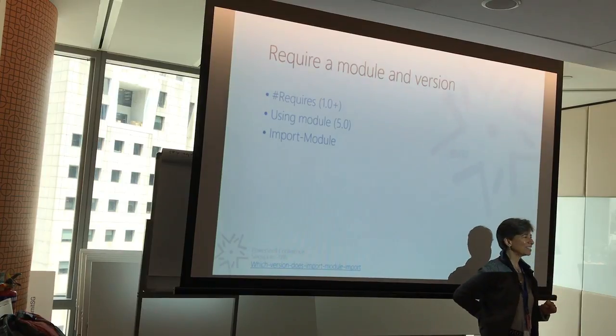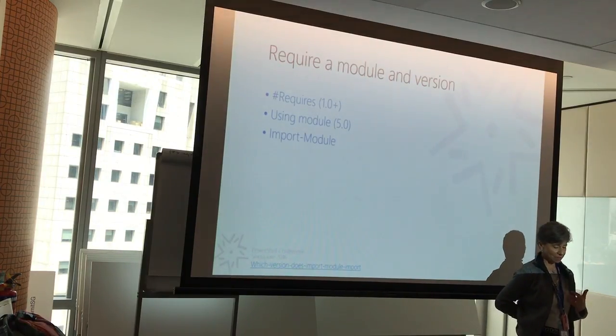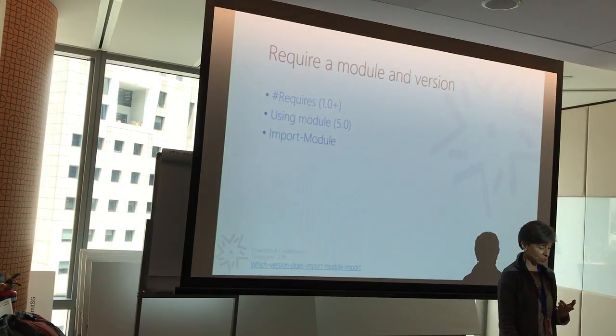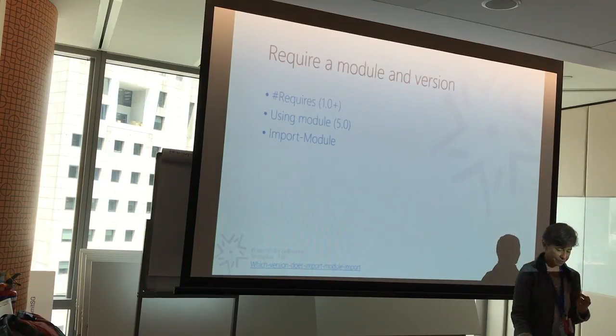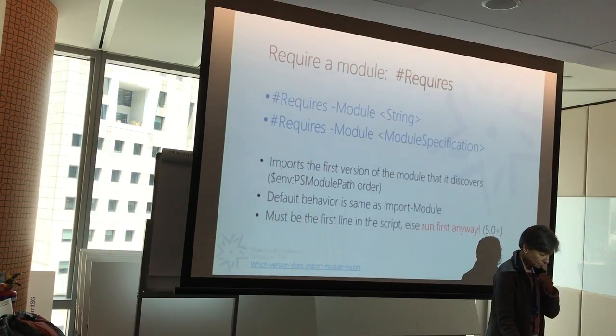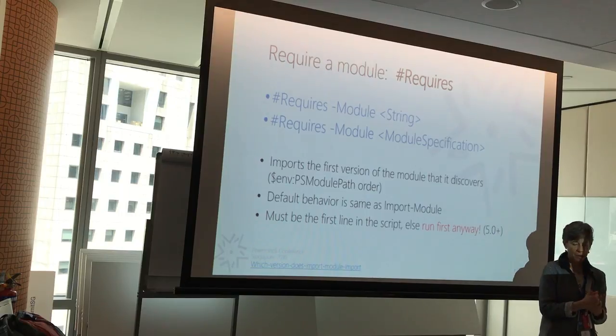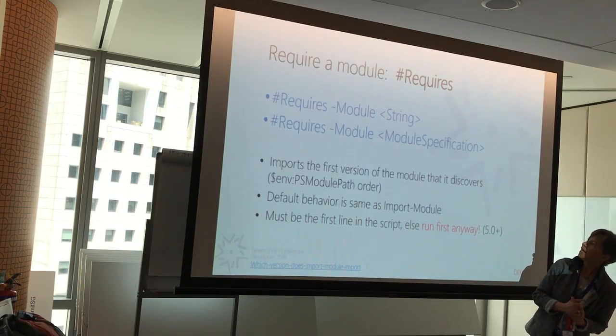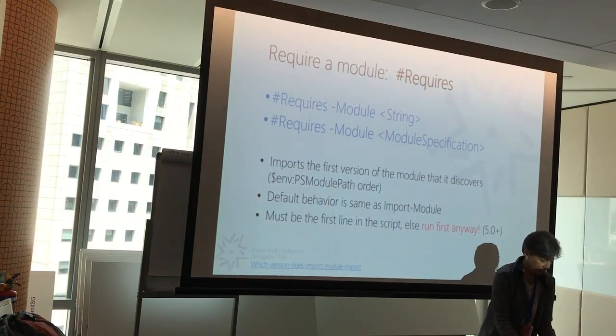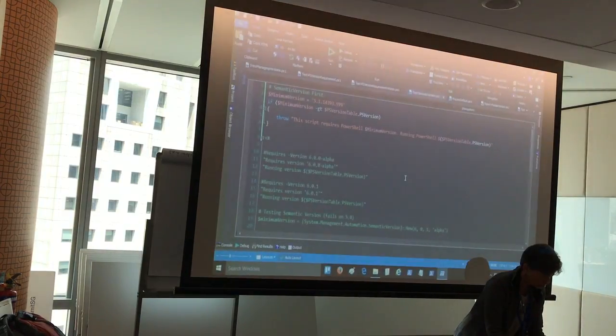Okay, so I want to require a module, and in fact I want to require a specific version of a module. So there are several different tools that are available to me. I can use #requires -Module. And I can use it with a string or a module specification object, and let's take a look at that.